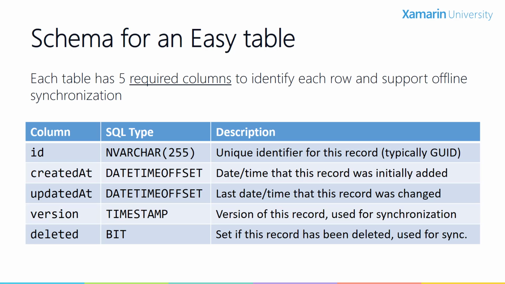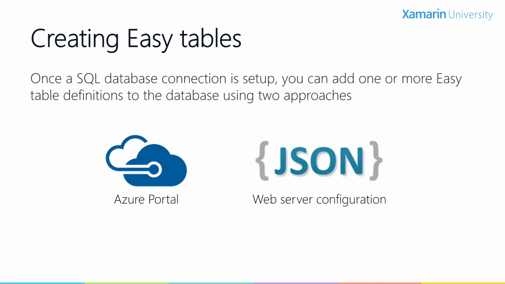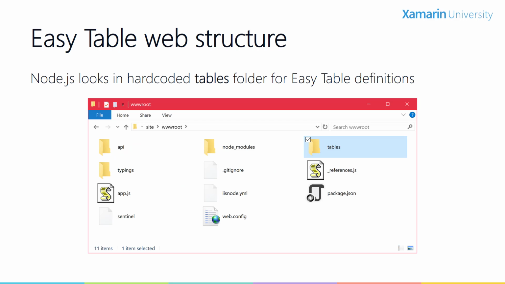When we want to make sure that we can synchronize our offline database with the database that actually is in Azure. We can create our Easy Tables either through the Azure portal with the point and click that I've been talking about, or we can actually upload JSON configuration files that define a table. To do that, we'll be able to do it through an IDE that's also built right into our Azure portal. Or we could connect via FTP and just start putting the configurations into this tables folder that's part of our wwwroot.